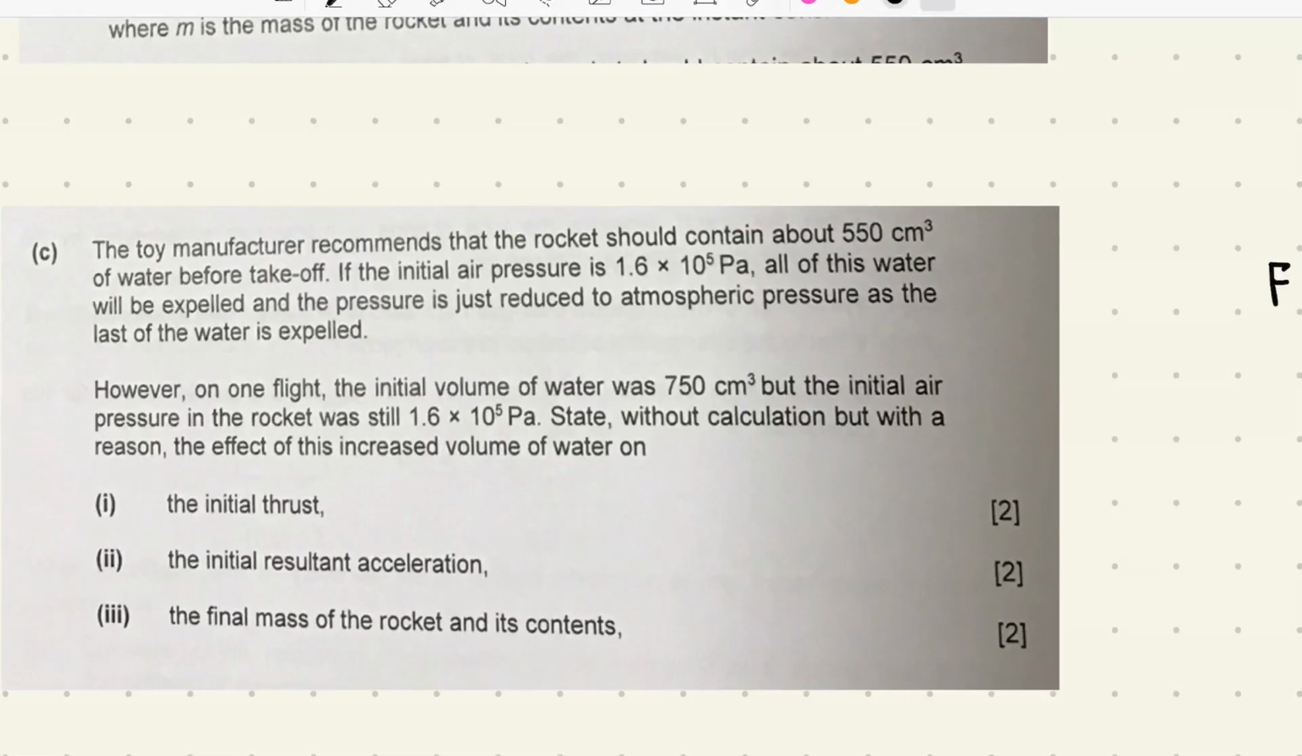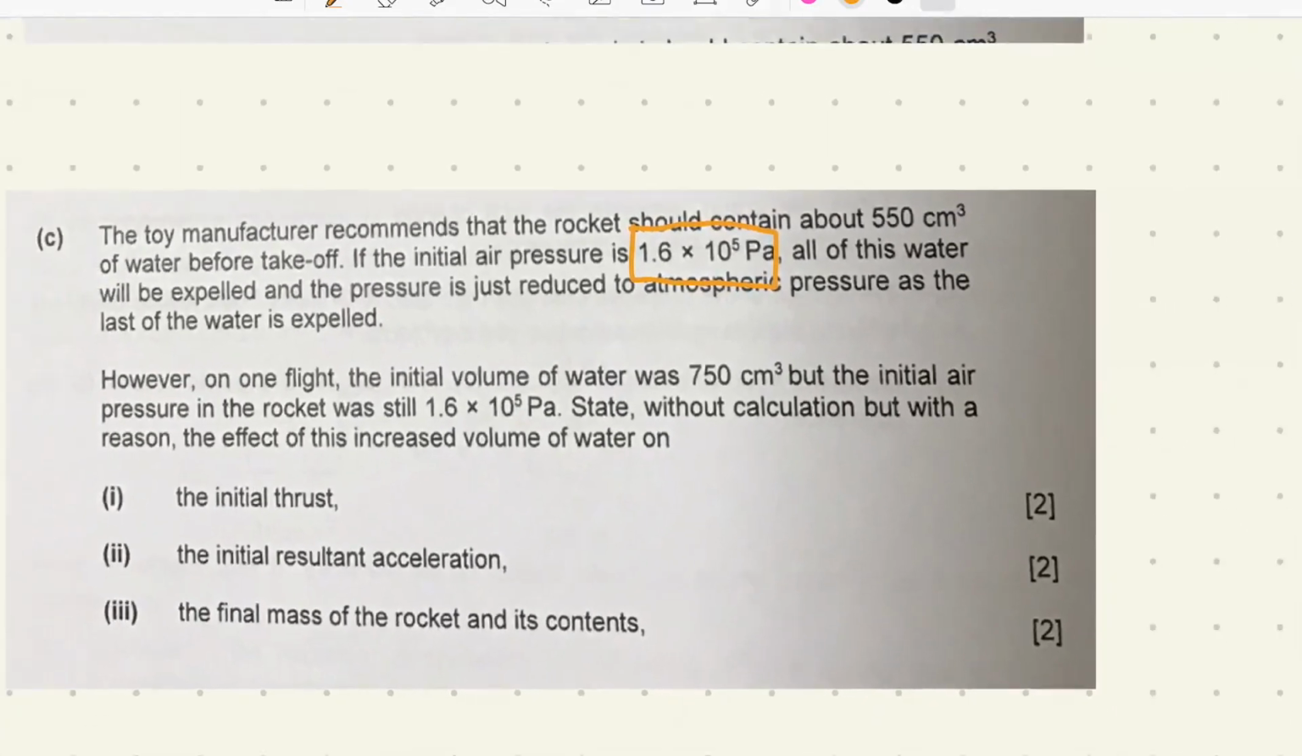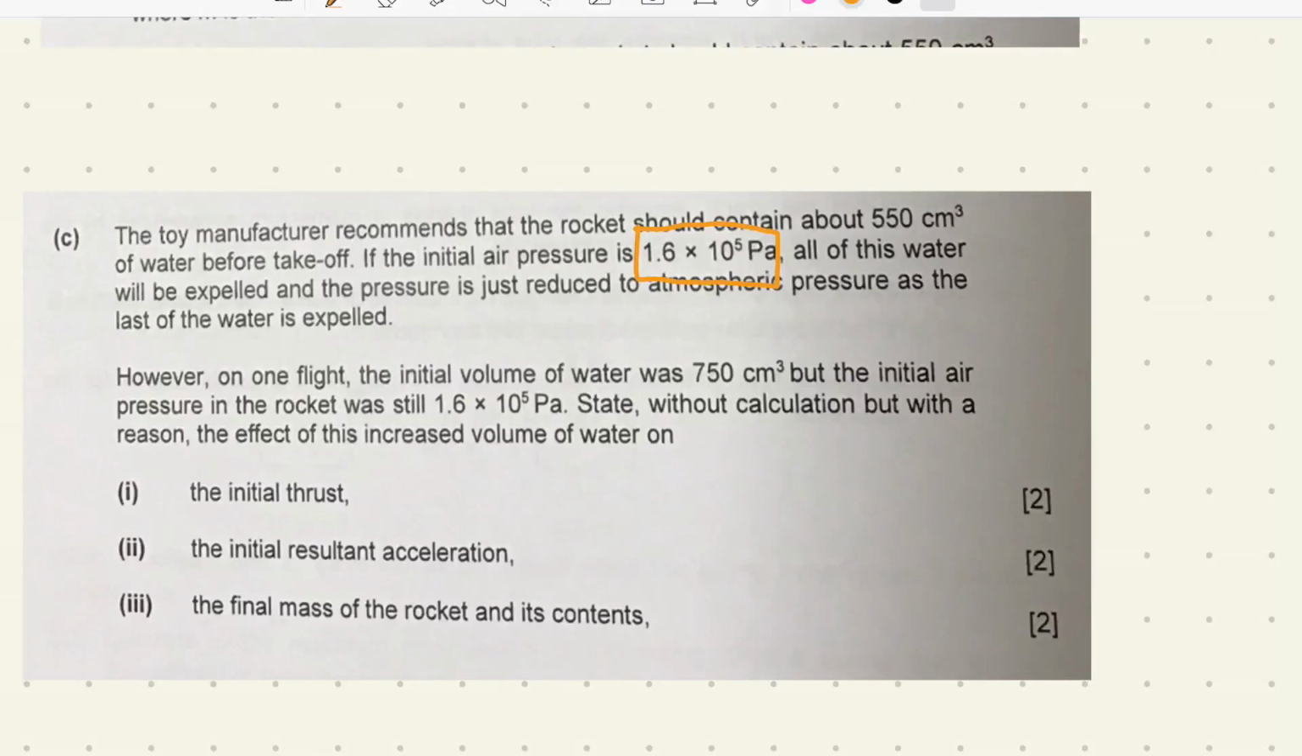Question C is a theoretical question. The toy manufacturer recommends that the rocket should contain about 550 cm3 of water before takeoff. If the initial air pressure is 1.6 times 10 power 5 Pascal, so 1.6 times the atmospheric pressure, all of this water will be expelled and the pressure is just reduced to atmospheric pressure as the loss of water expelled.